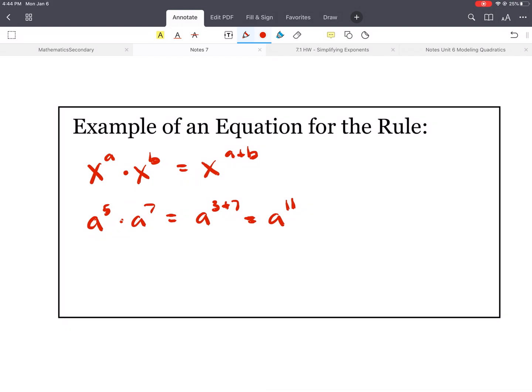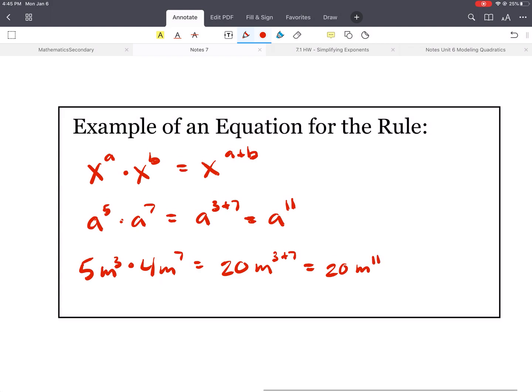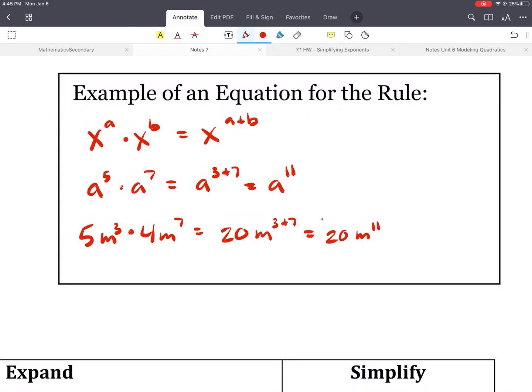adding those exponents. Another example would be something like 5m to the 3rd times 4m to the 7th. So 5 times 4, well, that's just 20. And then we do m to the 3rd plus 7, so we get 20m to the 10th. And that's what you get.